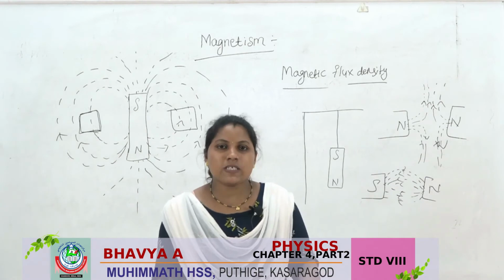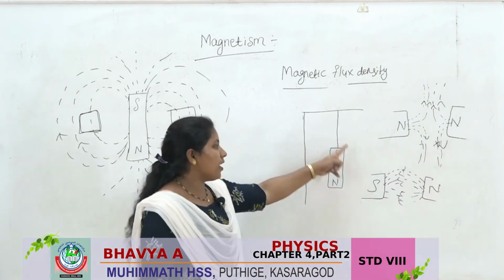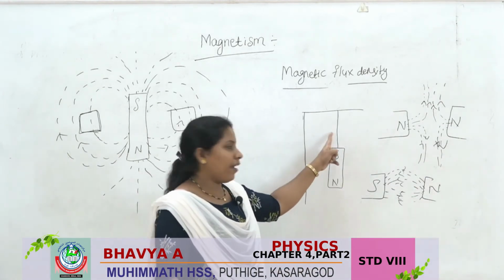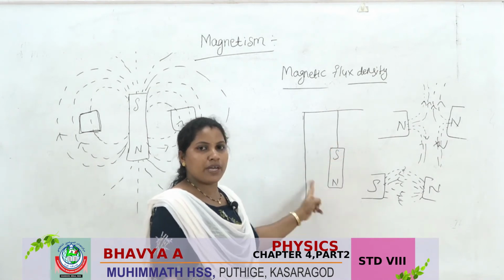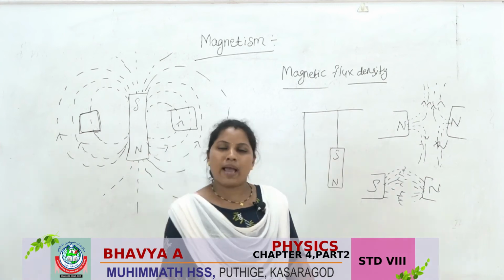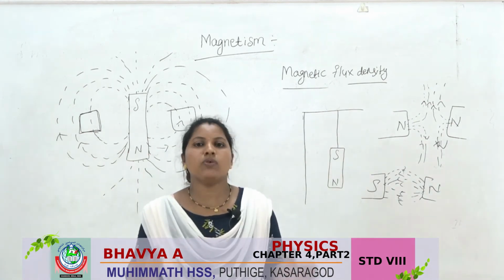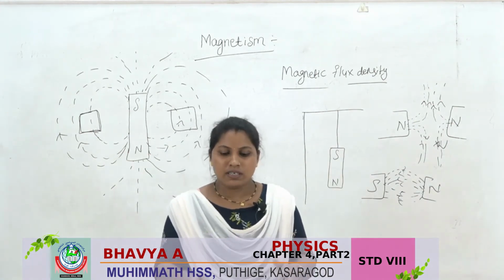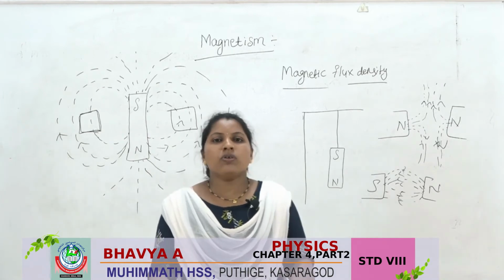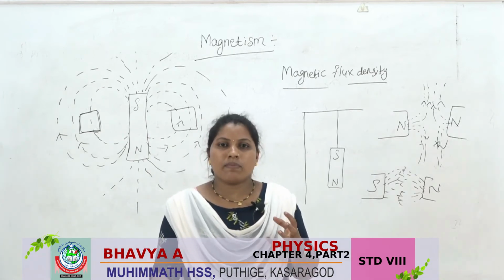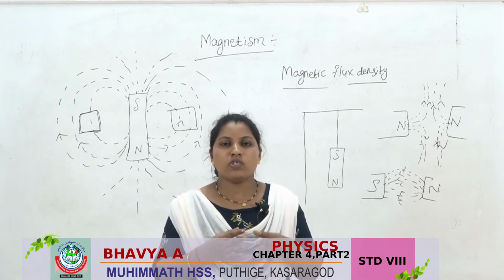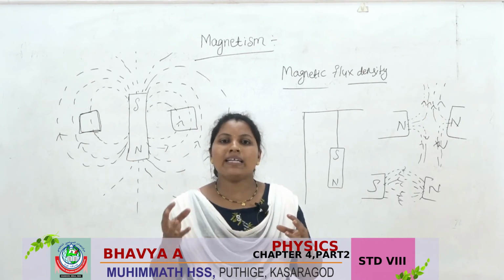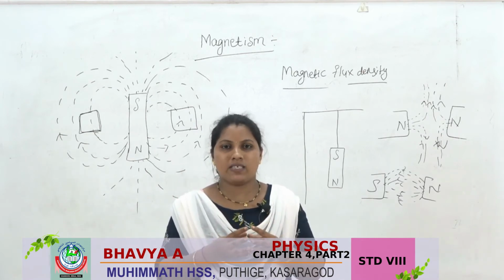The magnetic field is experienced in all directions around a magnet. Around a magnet a force is experienced in all dimensions, so you understood that from here. You know that some metals are attracted by a magnet: nickel, cobalt and iron. All these metals are attracted by magnets.